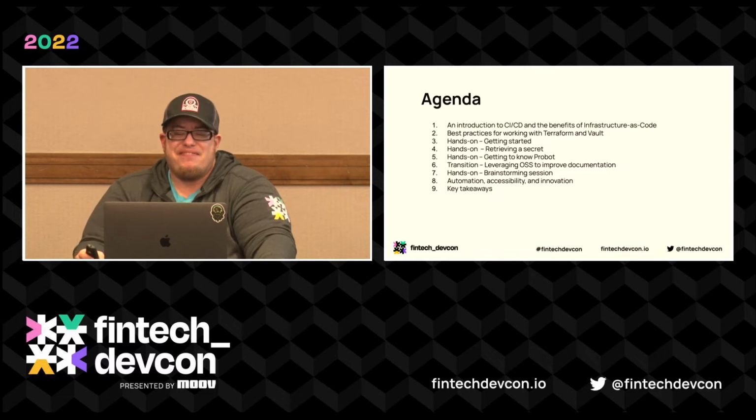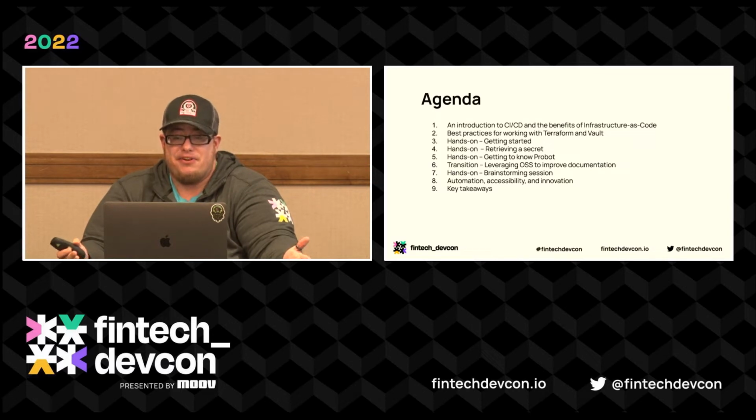So here's what we're at. First things first, we're going to go over a brief intro to CI/CD, the benefits of infrastructure as code. What is that? Who knows? We're going to find out. Then we're going to get started on some best practices for working with Terraform, what you'll want to know about working with Vault. Then we're going to get some hands-on stuff, and follow through the actual Terraform and the Vault docs.